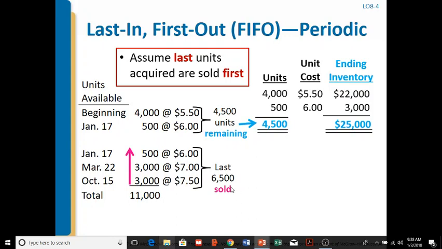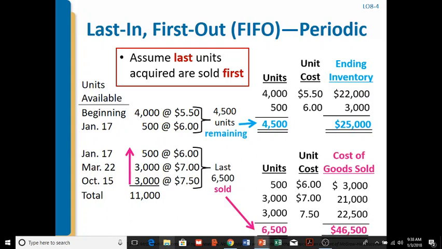So here, ending inventory is 25,000. It's a lower amount than FIFO, and cost of goods sold is a higher amount than FIFO. And notice it says in the deal up here, last in, first out, FIFO, but that should be LIFO. That's a typo.